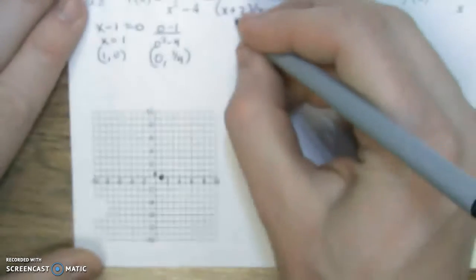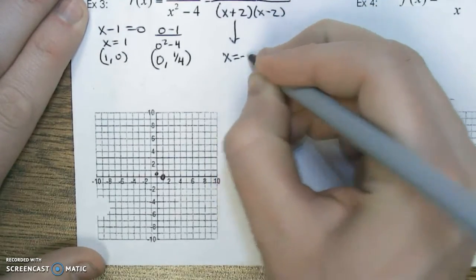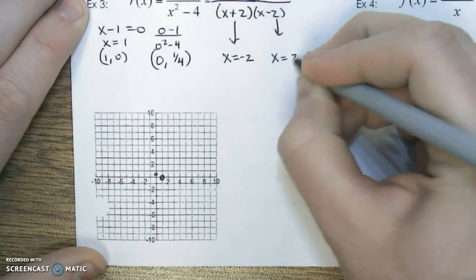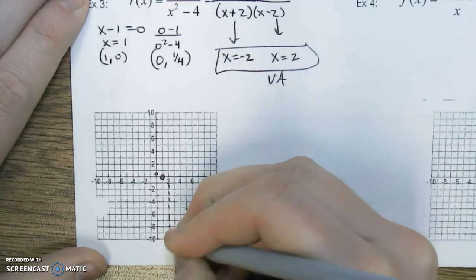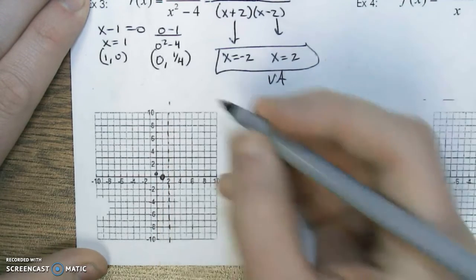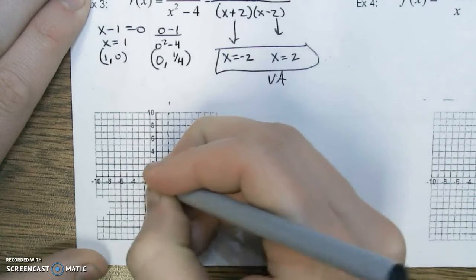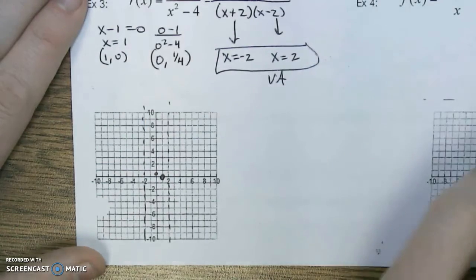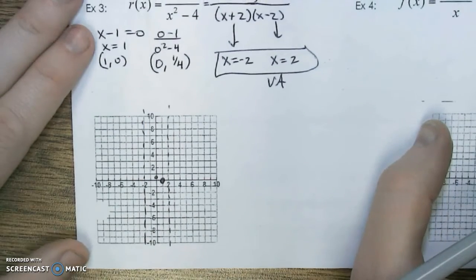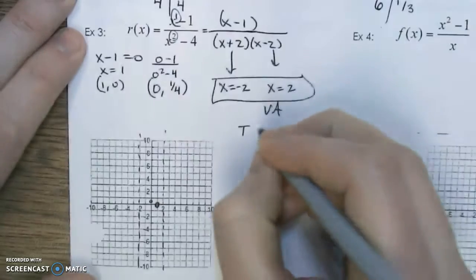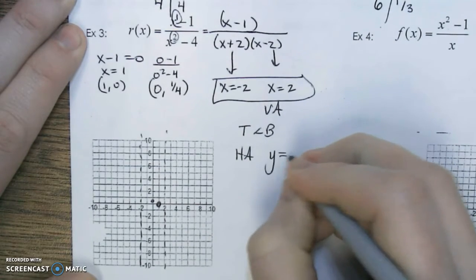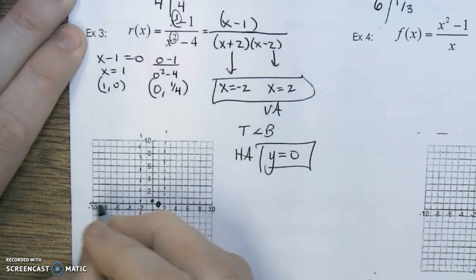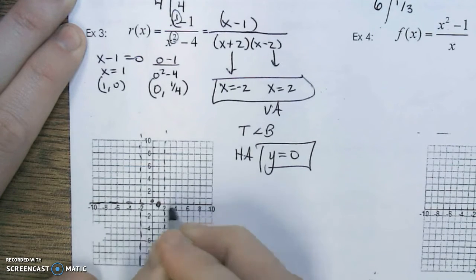If you set the bottom equal to 0, you have x equals negative 2 and x equals 2. These are your vertical asymptotes. So we're going to plot that, 2 and negative 2. And then we're going to look for horizontal or oblique. The top degree is 1, the bottom degree is 2. So the top is less than the bottom, which means you have a horizontal asymptote at 0. So I put a dotted line at y equals 0.